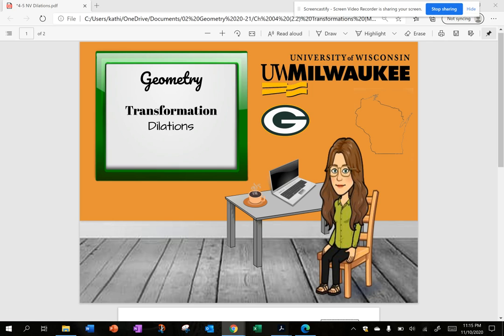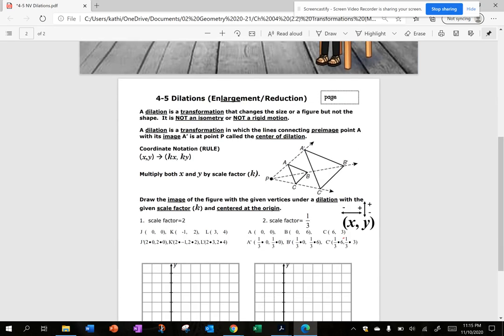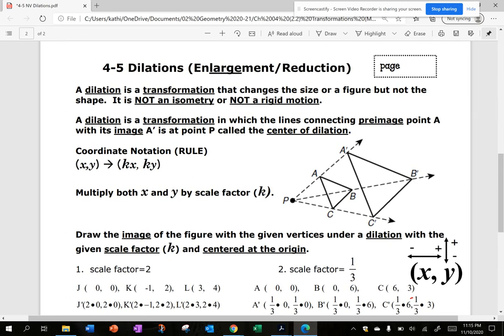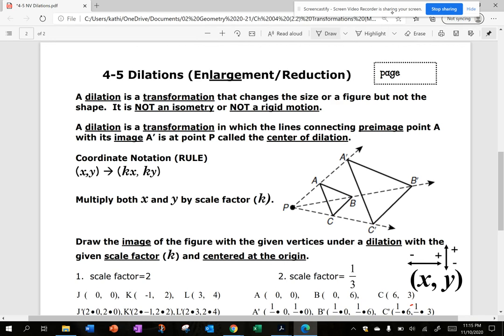Today's lesson is on dilations. Dilation is a transformation that changes the size of the figure, but not the shape. So it is not an isometry or a rigid motion.